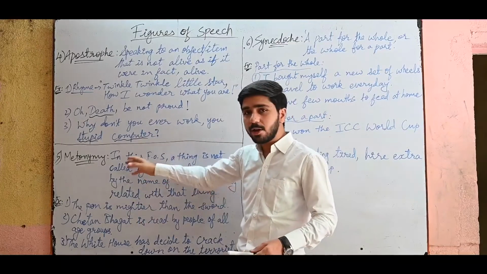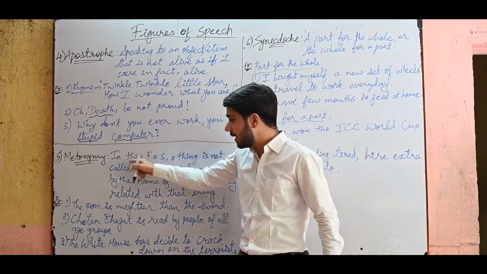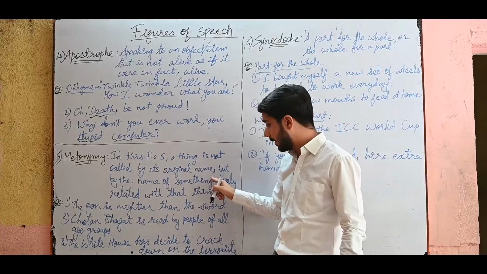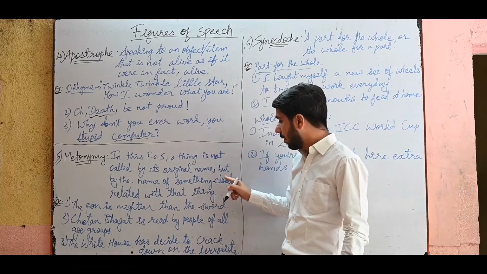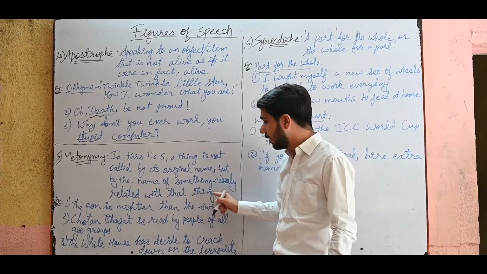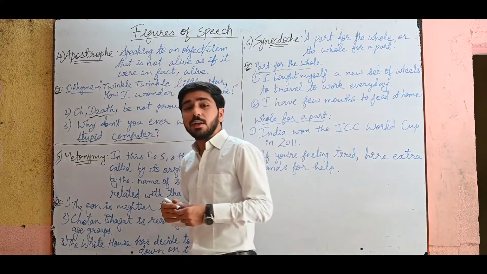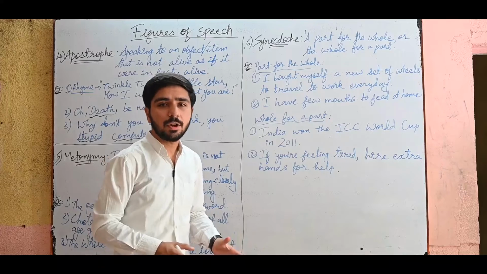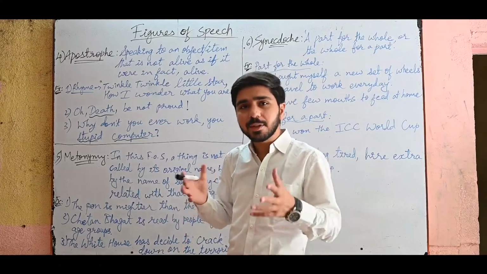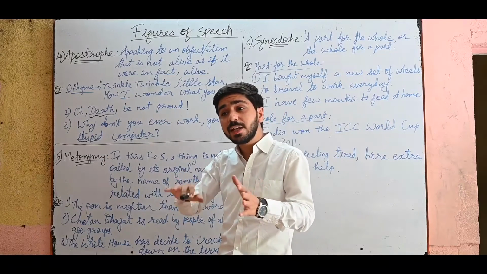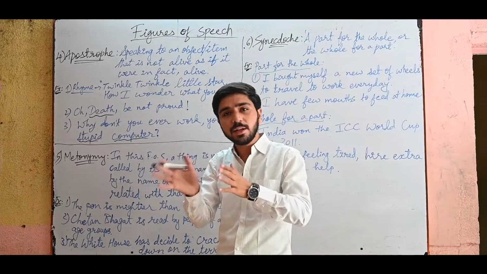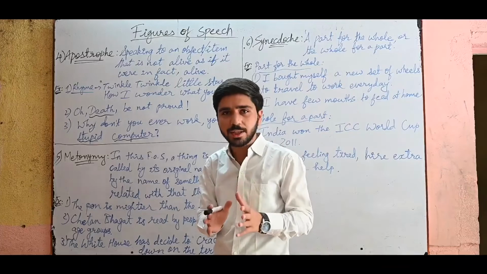Next is metonymy. Metonymy means, in this figure of speech, a thing is not called by its original name but by the name of something closely related to that thing. In short, we are using some other name instead of the original name. That is called metonymy. I want to describe something, but I use something else to describe that thing. But that thing should be related to the original thing.